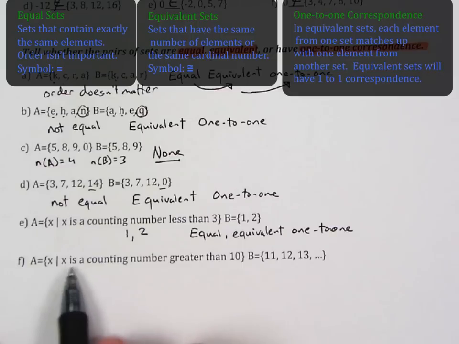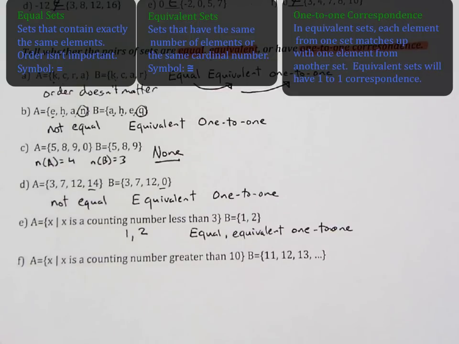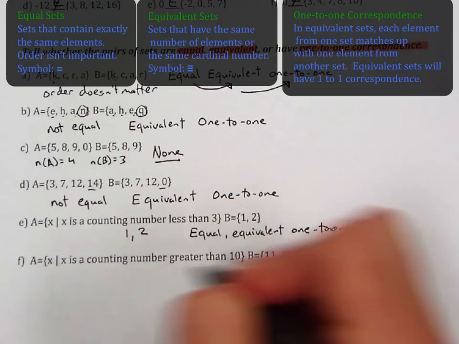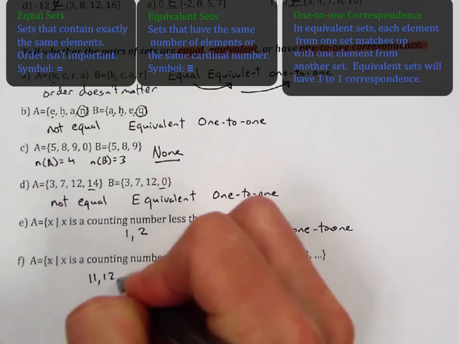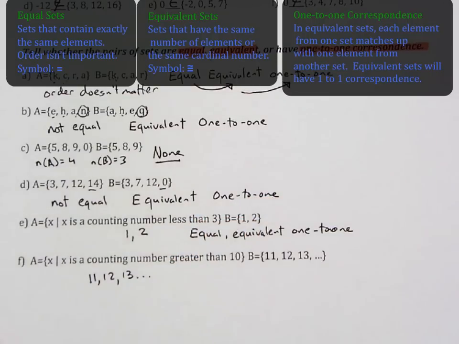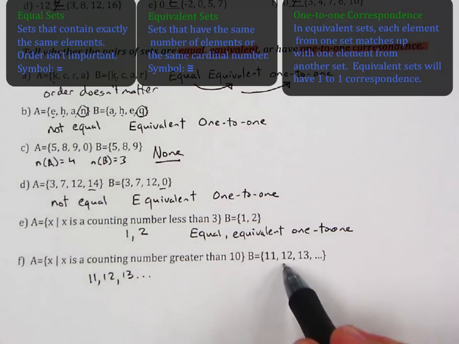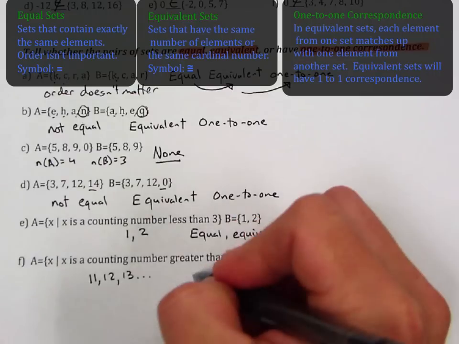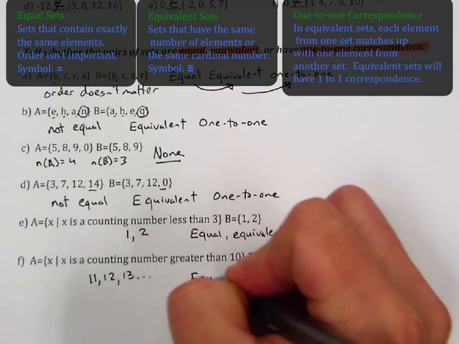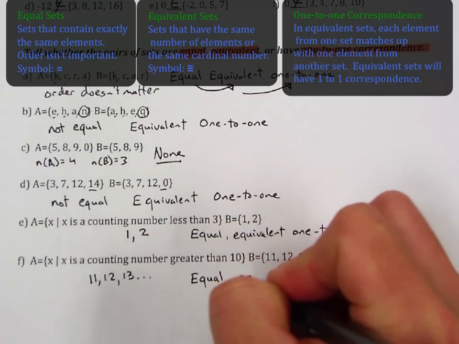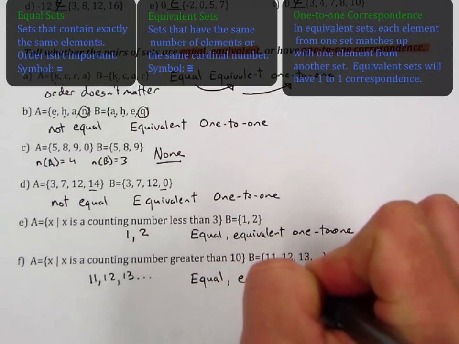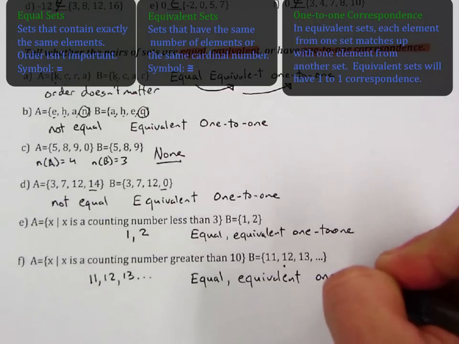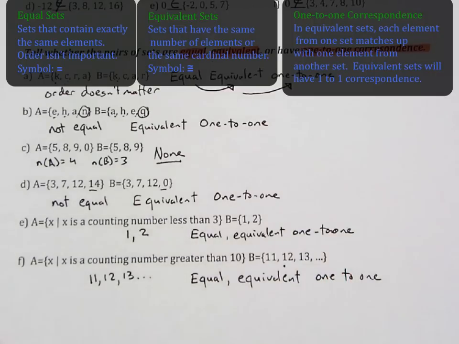Letter F, X is a counting number greater than 10. So counting numbers greater than 10 are 11, 12, 13, and so on and so forth. And you can see that is the exact same set here as B. So these are equal, equivalent, and have one-to-one correspondence.